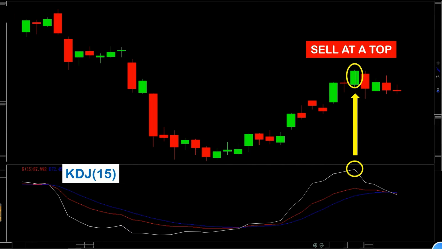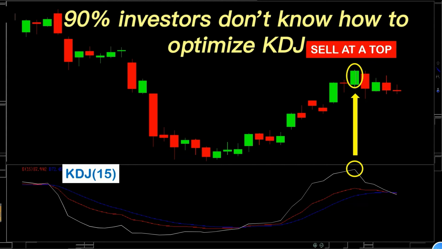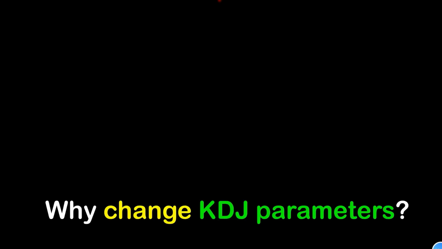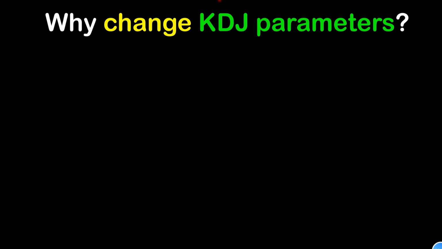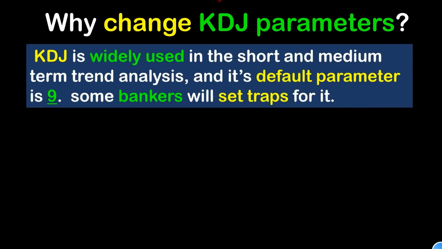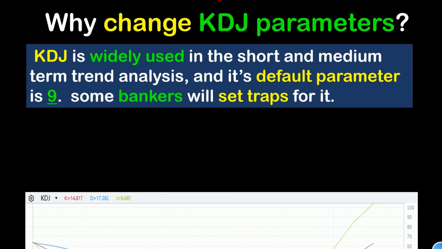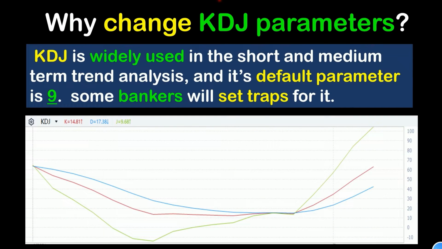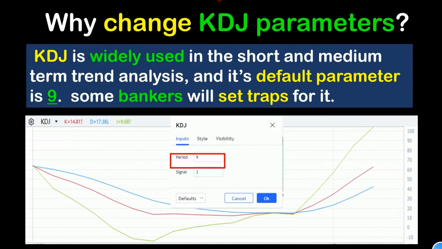Everyone knows KDJ, but 90% of investors don't know how to optimize it. So why do we need to optimize its parameters? Firstly, KDJ is widely used in short and medium-term trend analysis. It's one of the most welcomed technical analysis tools in Forex trading, futures, and the stock market. And the default parameter of it is 9, so some bankers will set traps for it.